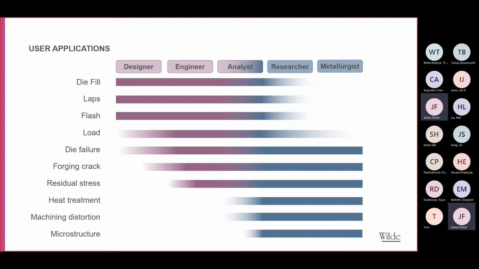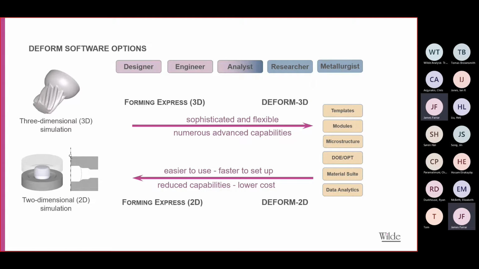As we start moving up towards the complexity of simulation to understand things like microstructure, machining distortion, and heat treatment, there's a bit more onus on the user to be understanding the FEM and the detailed mechanics of the process that are going on. So with that respect, for targeting the designers, we have some products called Forming Express, which are available in 2D and 3D, very easy to use systems, very quick to set up, and they're true vertical applications for forming processes.